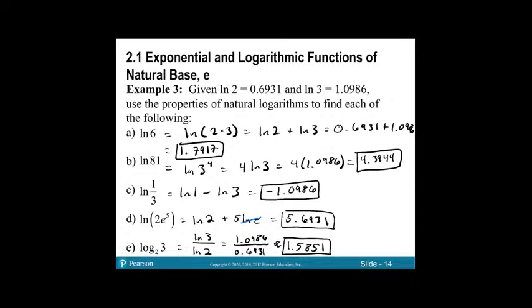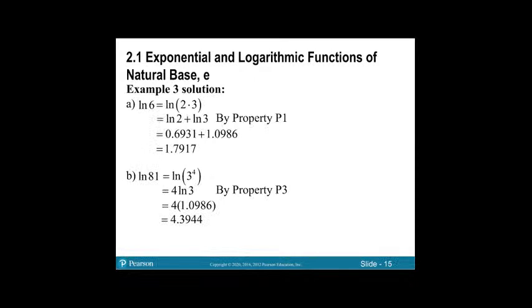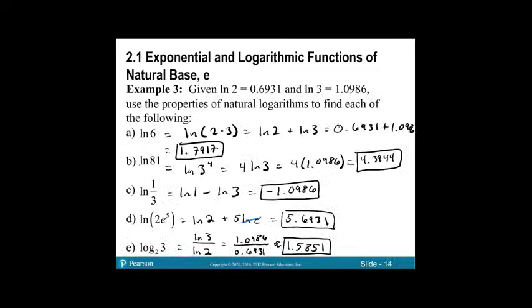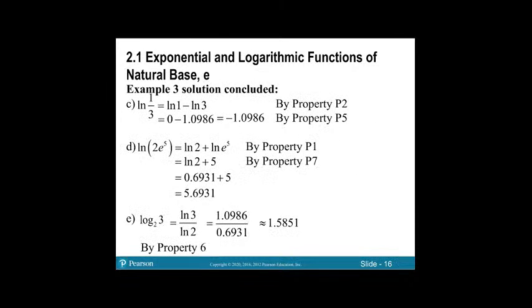Let's see, the first one 1.7917, the second one 4.3944. We got this negative 1.0986. I think these are all good.